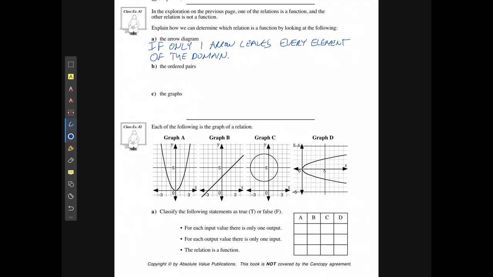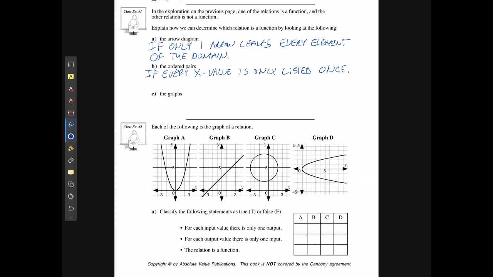If I'm looking at ordered pairs, it's a function if every x value is only listed once. So if I'm looking at ordered pairs, every single time I have the sets, if I look at the number on the left, if ever that number on the left repeats, it is not going to be a function. So all the x values have to be different.